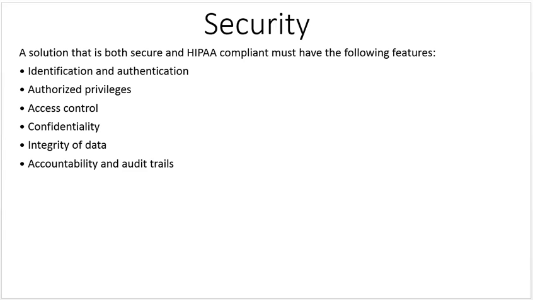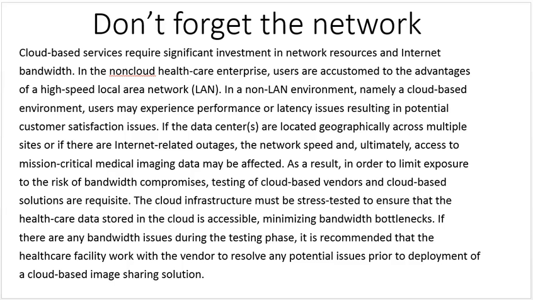A solution that is both secure and HIPAA compliant must have the following features: identification and authentication, authorized privileges, access control, confidentiality, integrity of data, accountability, and audit trails. So think about that in that Beam application, right? You have to give your identity to the Beam application. You have to be authenticated through a login. You have to have the right privileges. There has to be access control, so you can't do more than you're supposed to. It has to keep everything confidential. The data has to have high integrity, so nobody can get into it, and only people that should get into it can get into it. And of course, it has to have accountability and audit trails to know who's been looking at the images in that application.